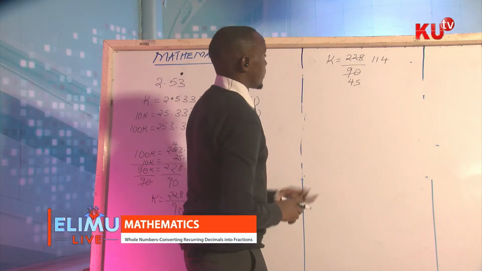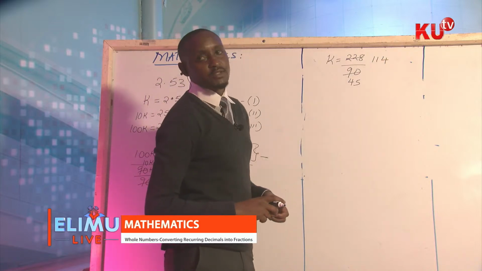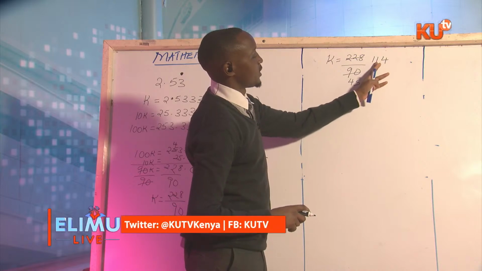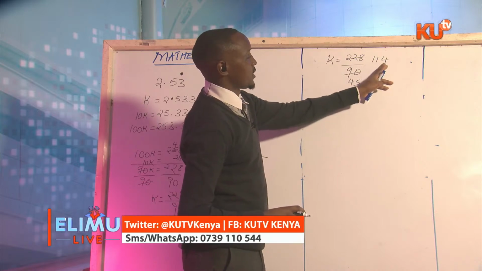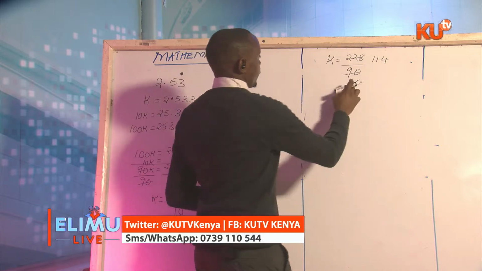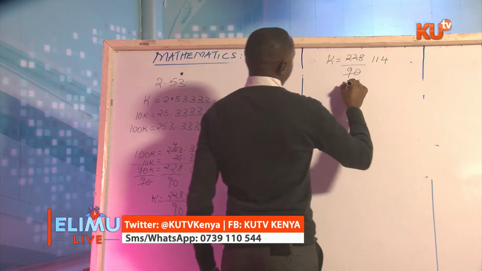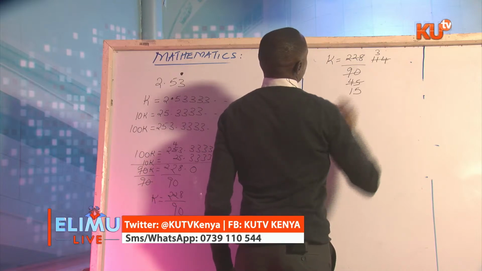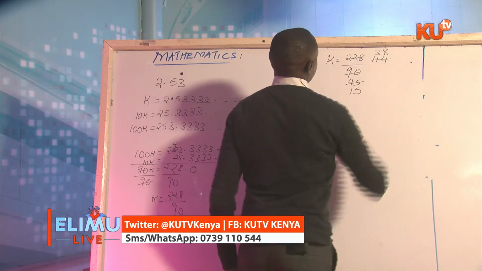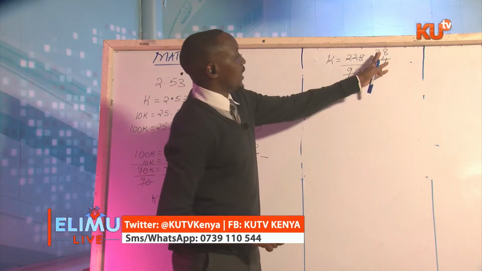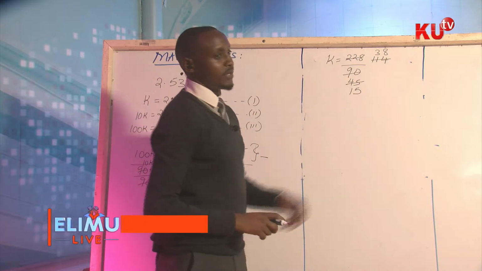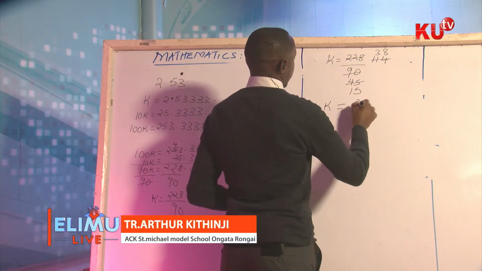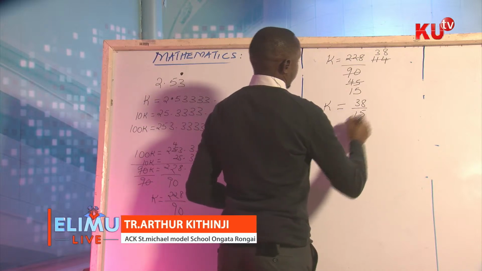Now you see that they are not divisible by 2. Let's check the divisibility test of 3. You add the digits. 1 plus 1 is 2. 2 plus 4 is 6. 6 is divisible by 3. 4 plus 5 is 9. It's divisible by 3. Divide this by 3, you get 15. Divide this by 3, you get 38. If you add 3 and 8, you get 11. 1 and 5, you get 6. So they are not divisible by 3. Therefore, our k is 38 all over 15.